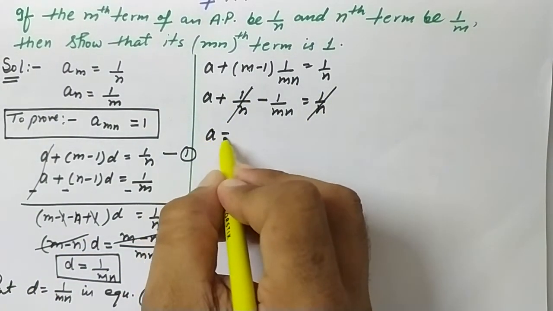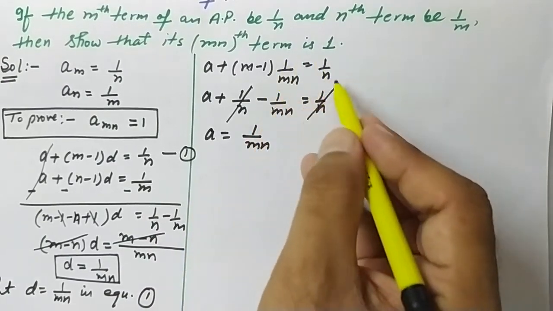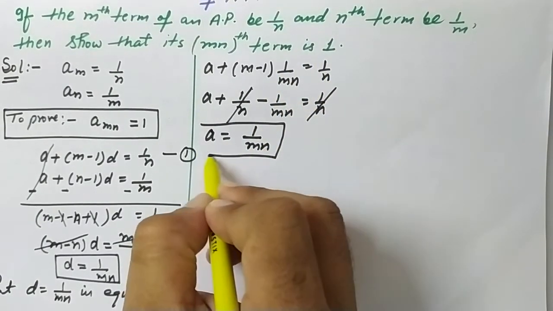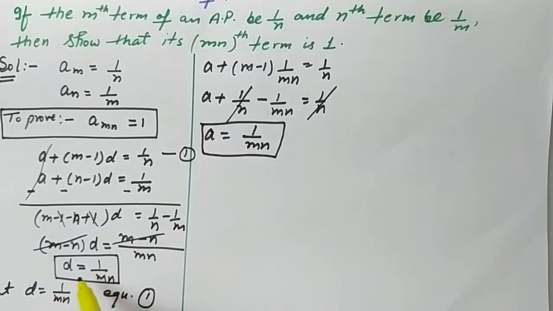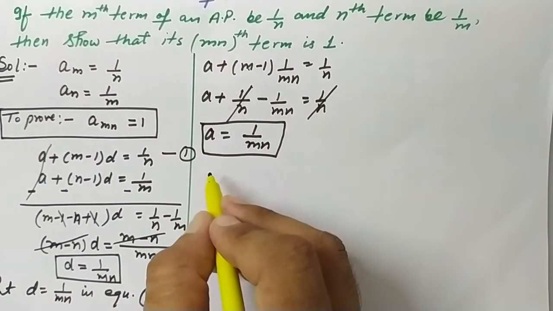So what is a left? That is 1 over mn. So minus sign will become here plus sign. So this is a and this is d here with us. Now we need to find out the value of a mn. So let's see what is that.